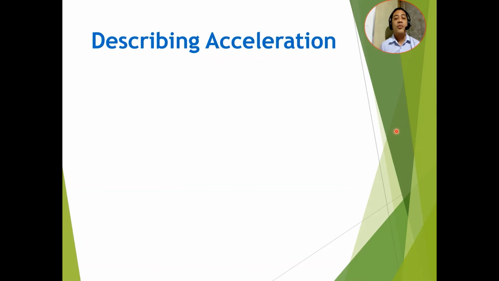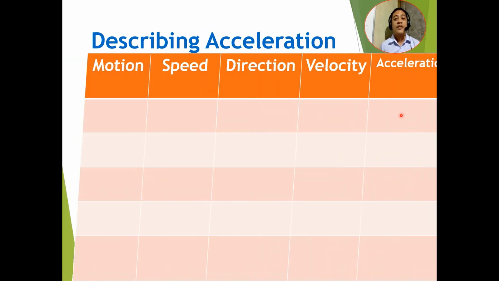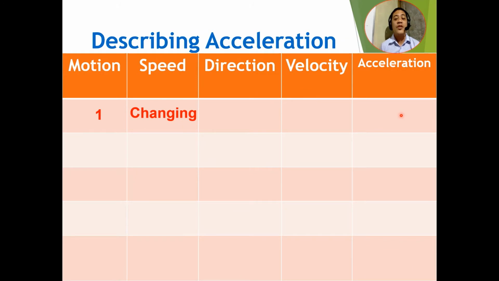Let us now summarize all our answers starting from motion 1 to motion 5 in order for us to answer if there is really an acceleration or no acceleration in each motion. For motion number 1, we answered changing speed, constant direction, and changing velocity. Notice that the velocity changes because of the changing speed. So, if there is a changing velocity, is there an acceleration? The answer is yes. There is acceleration because there is a changing velocity. There is a change in velocity because there is a change in speed, even if the direction is constant.